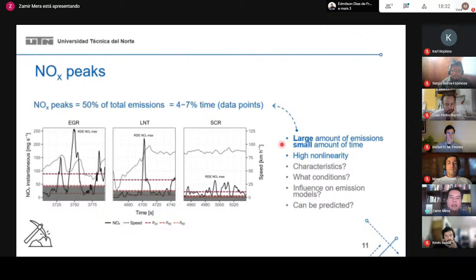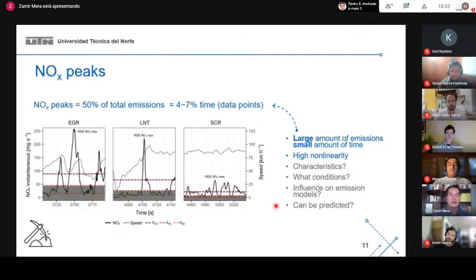It means that a large amount of emissions are represented in a small amount of time. And these emission peaks represent high non-linearity, which is hard to model with any modeling approach. Part of the work was to analyze the characteristics, what are the conditions where those emission peaks are present, what is the influence of these emission peaks on models, and also in the future I will develop a model that predicts those emission peaks with the aim to improve emission modeling in general.